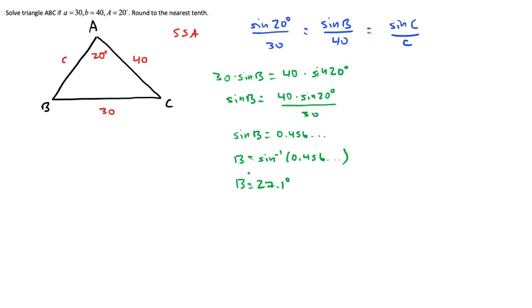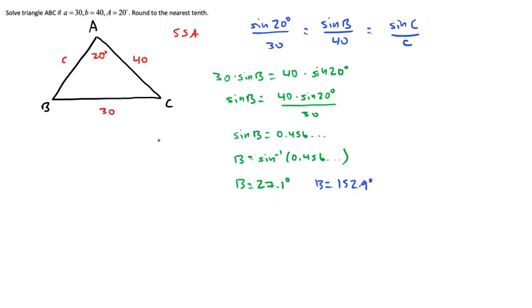But remember, whenever we're finding the inverse sine, there are always two possibilities. One possibility is 27.1, and the other one is 180 minus that. The reason is that in quadrants 1 and 2, the sine of B is positive. So it's possible that B can also equal 180 minus 27.1, which is 152.9 degrees.